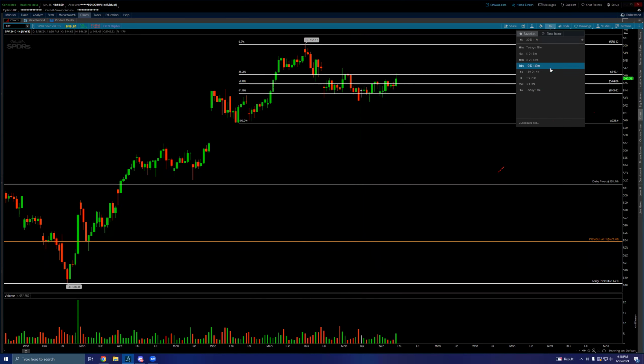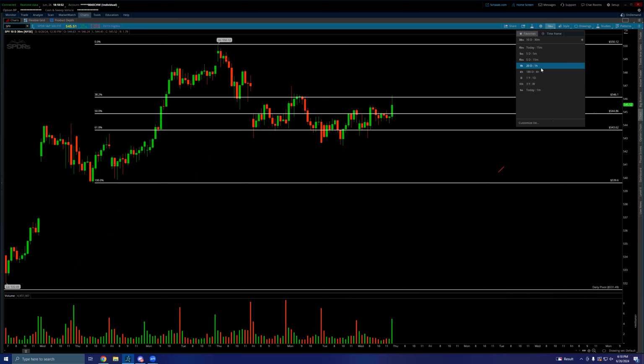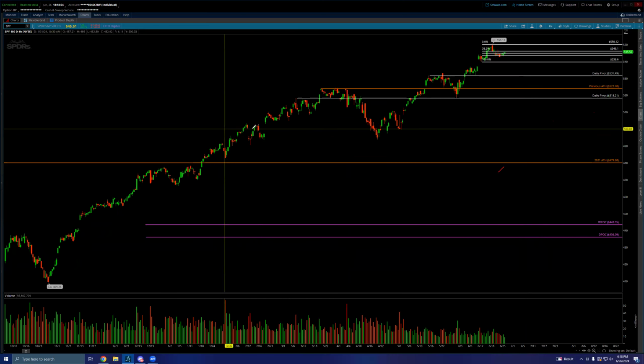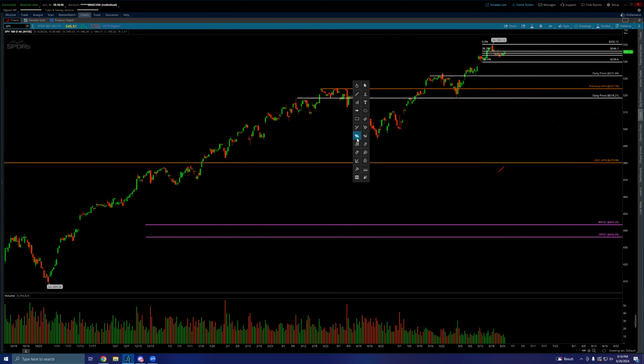And we can look farther back in time, I'm sure, and find other similar types of moves. Let's see, for example, this one right here, starting from this swing high down to this swing low. Very similar idea here.